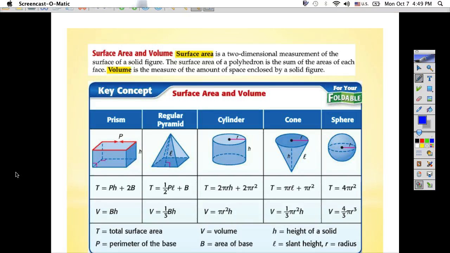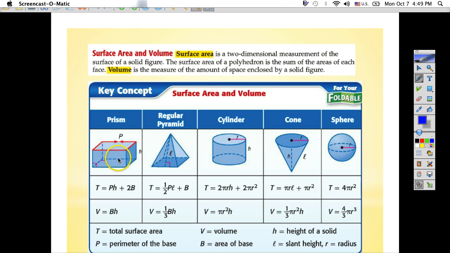This is section 7 of chapter 1, part 2. So we're going to continue with three-dimensional figures. Today we're going to learn a little bit more about surface areas and volume. Surface area is a two-dimensional measurement of the surface of a solid figure. When I think about surface area, I think about Christmas wrapping, gift wrapping.